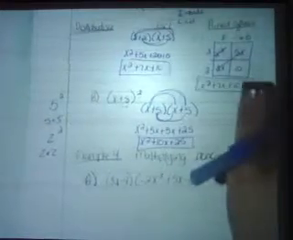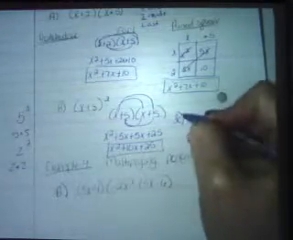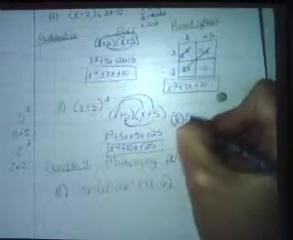We'll do a checkpoint. Checkpoint, I'm going to do 3c right here. I'm going to have 2a minus b squared times a plus 4b squared.